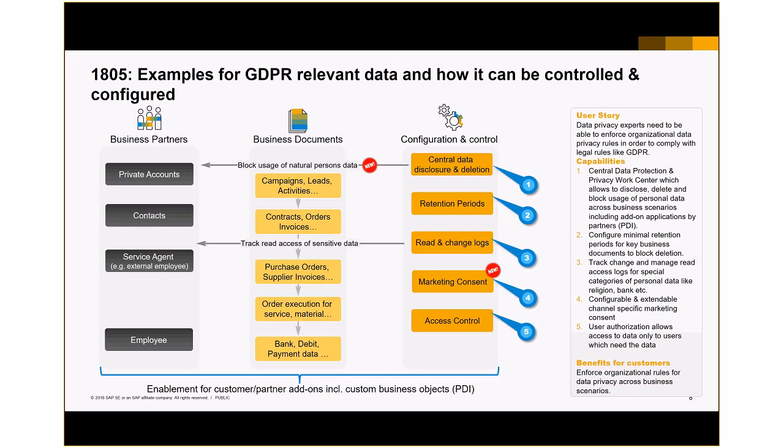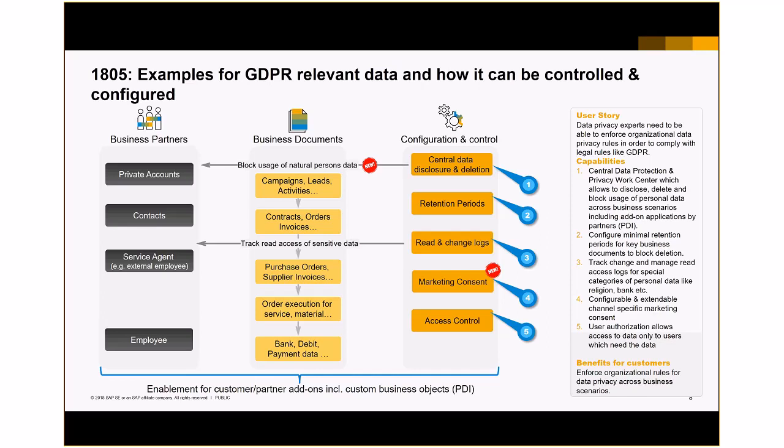And what is now new in 1805 is that we enhanced our marketing consent management in a way that you can now also have different marketing permissions or marketing consents for various channels. Let's say for email you would allow, but for phone calls you disallow, and this can now be tracked centrally in Business ByDesign and also be made available for external applications.